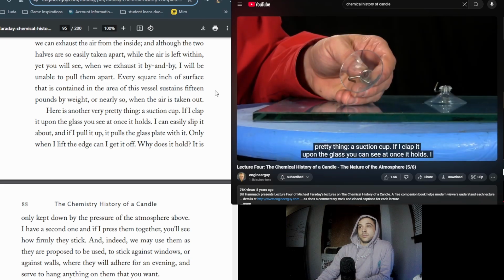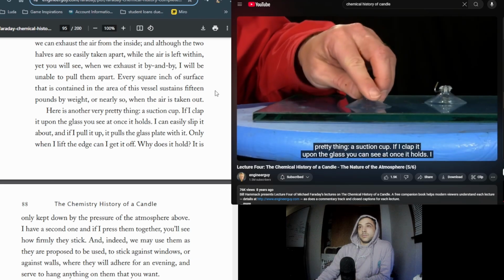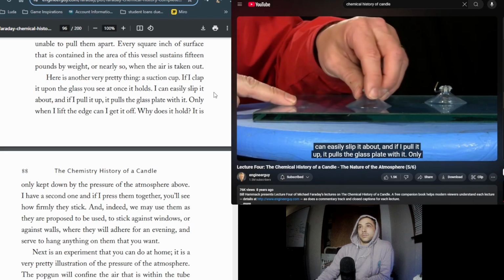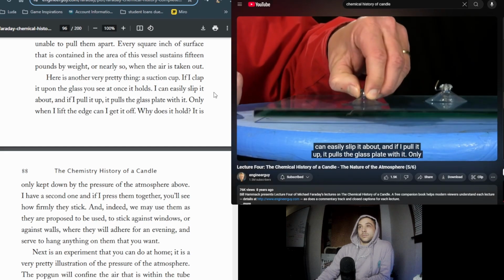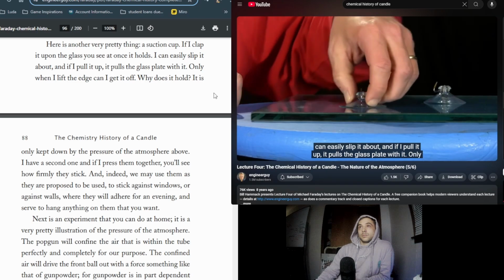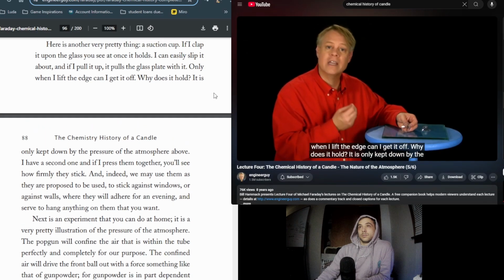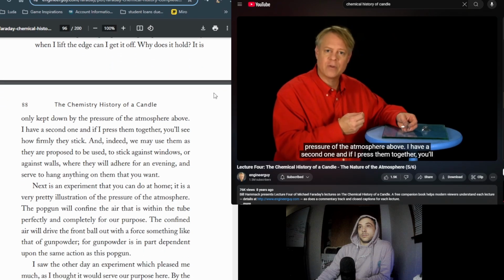Here is another very pretty thing, a suction cup. If I clamp it upon the glass, you can see at once it holds. I can easily slip it about, and if I pull it up, it pulls the glass plate with it. Only when I lift the edge can I get it off. Why does it hold? It is only kept down by the pressure of the atmosphere above.